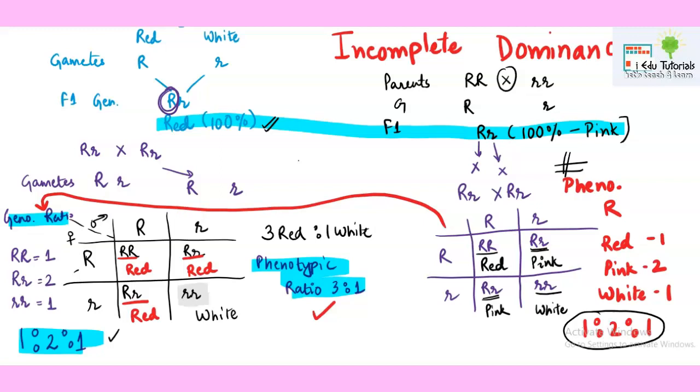Now students, I hope you have understood all the concepts taught till now. I have a question for you. My question is, incomplete dominance occurs in which 2 plants? You have to write the names in the comment section of this video.